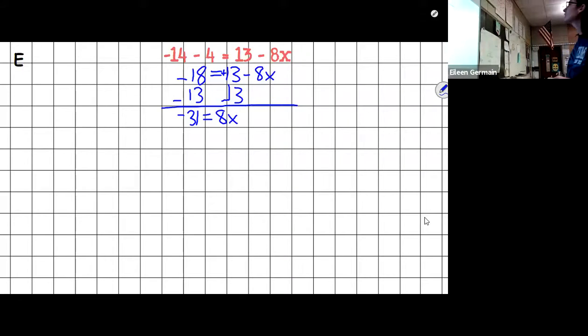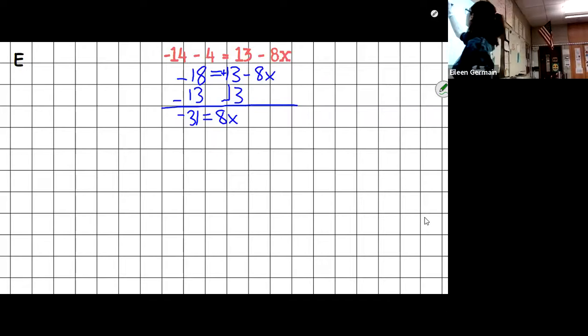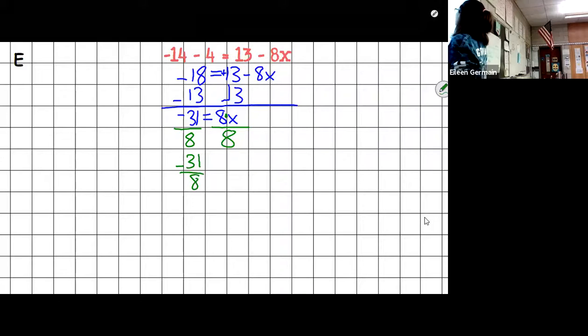What did you do to do the next step here? I divided by 8 to cancel out the multiplication. Very good, because remember, 8x is the same thing as saying 8 times x. To undo it is to divide by 8. Negative 31 eighths is equal to x.